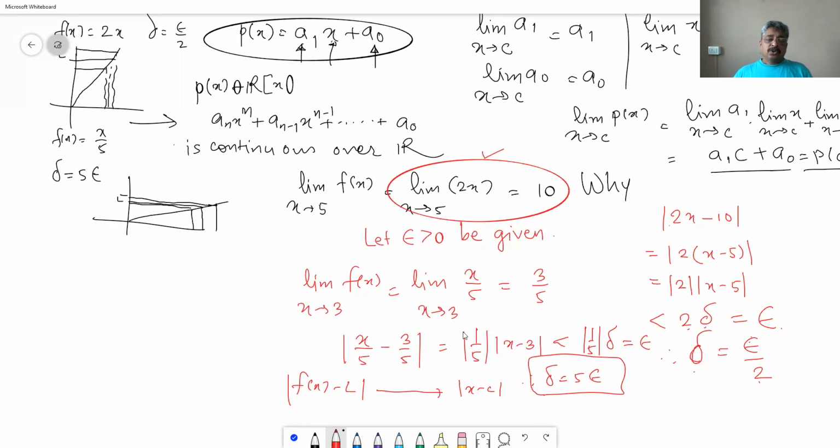Okay. So basically the last question that I am asking is, if we start processing with the absolute value of f of x minus l, why do we end up getting at least one term with absolute value x minus c? So now you can answer.